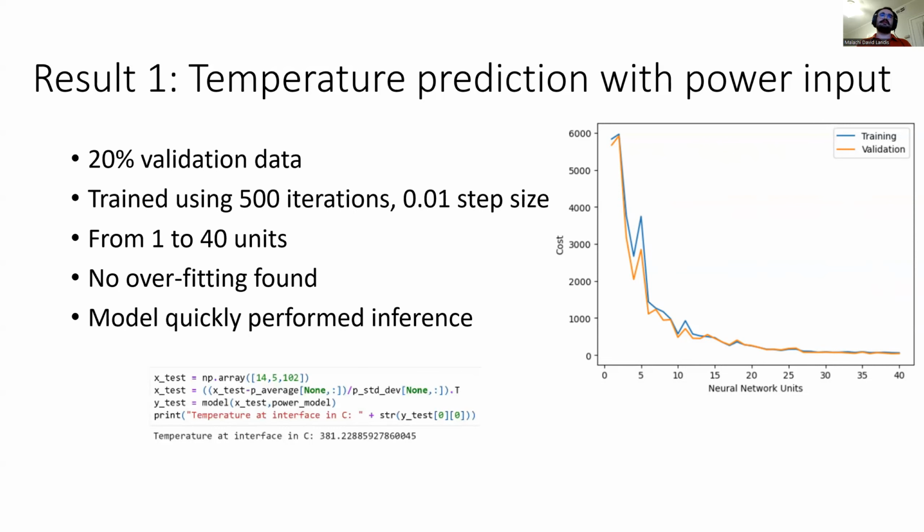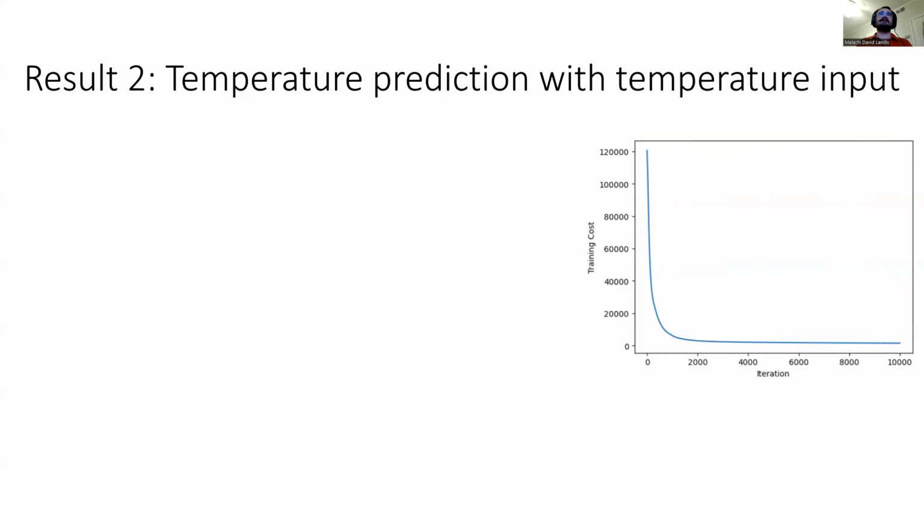And the model that was found can quickly perform inference. So in this case, I'm asking it what the temperature at the interface is given a radius of 14, thickness of 5, and power input of 102 watts. And it spits that answer out very quickly.